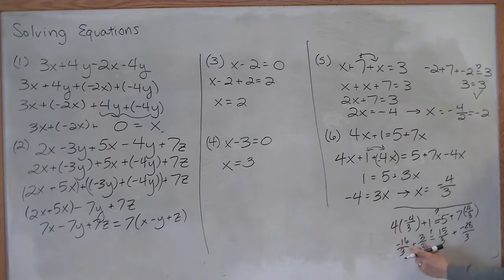So when I add these, I have the common denominator, so I can just make them into one fraction. So negative 16 plus 3 is negative 13 over 3. Here I have 15 plus negative 28. They're both over 3. So I can make these into one fraction. So 15 plus negative 28 would also give me negative 13 over 3. So we're no longer questioning. We know we did this correctly.